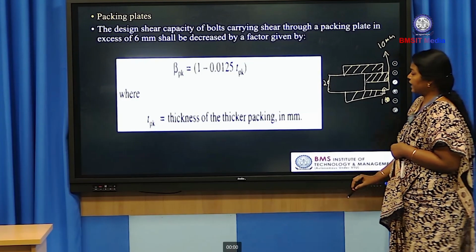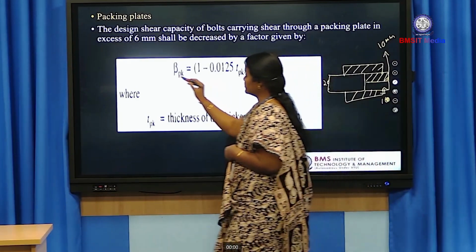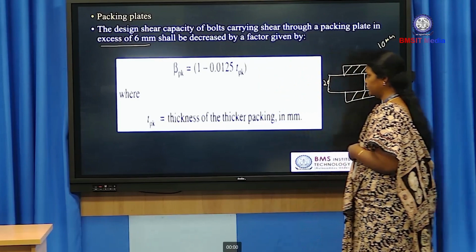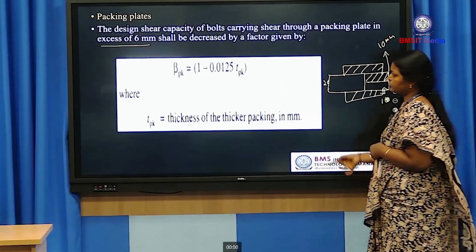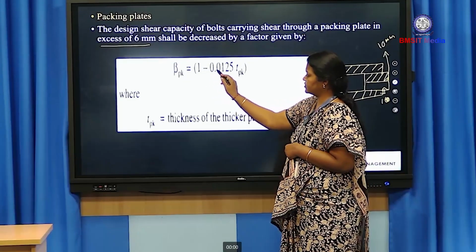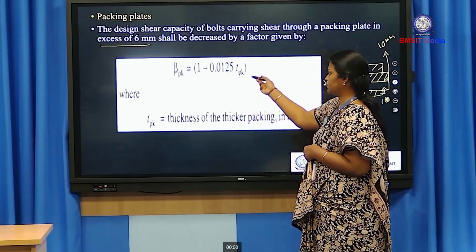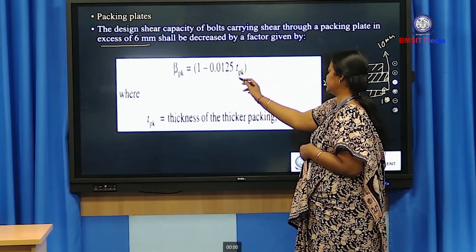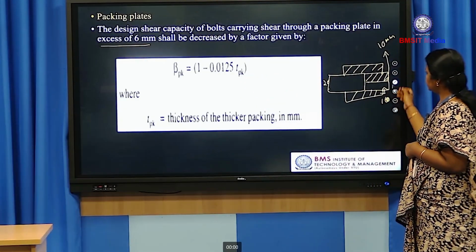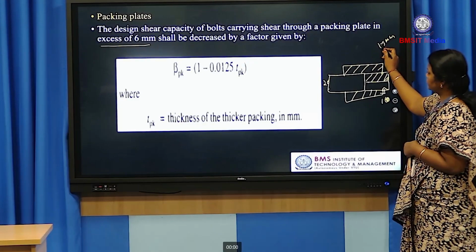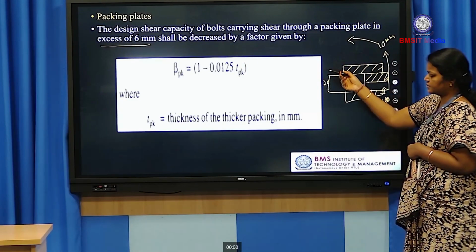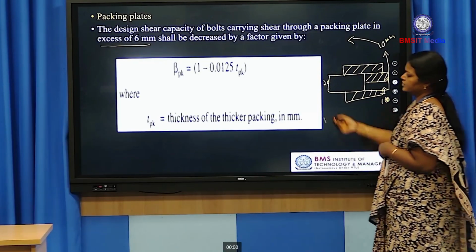So, here the packing plate is in excess of 6 mm. The packing plate thickness is greater than 6 mm, which means we have to introduce one more reduction factor, that is beta pk equal to 1 minus 0.0125 times the thickness of the thicker packing plate. In this case the packing plate is 10 mm, so this comes under this category because the thickness of the packing plate is greater than 6 mm. So, we have to calculate this reduction factor.